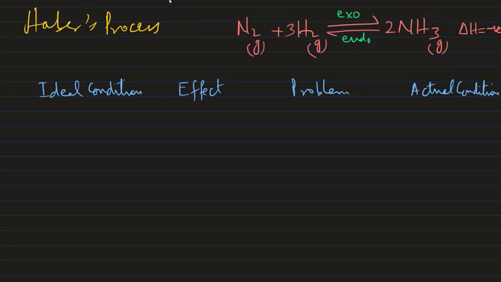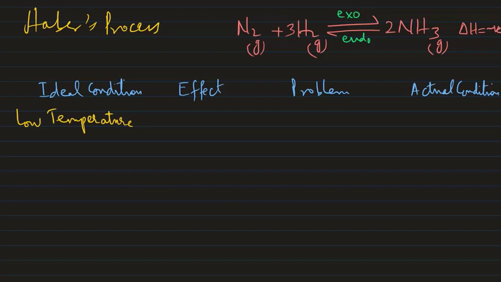So let's see now which are the ideal conditions in which we can get maximum ammonia. If you look at the temperature, we know that higher temperature always favors the endothermic side. Now, in this case, the endothermic side is backward. So we want to make this reaction move forward. That means we need low temperature.